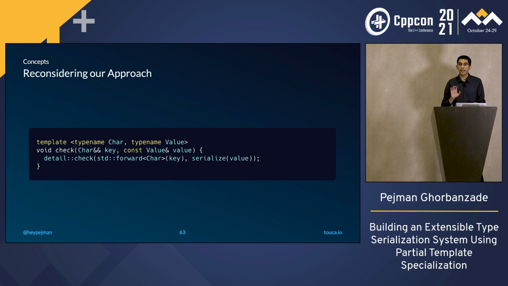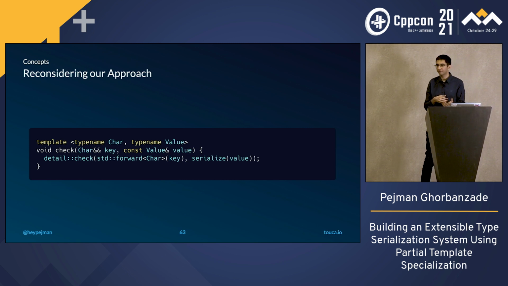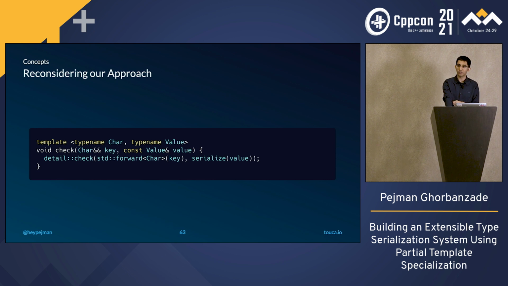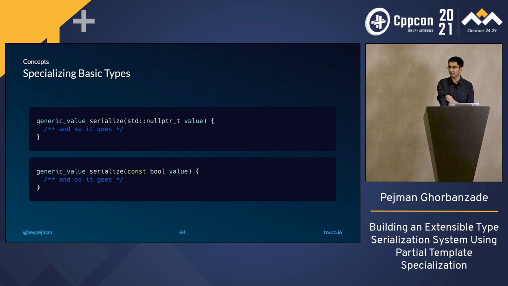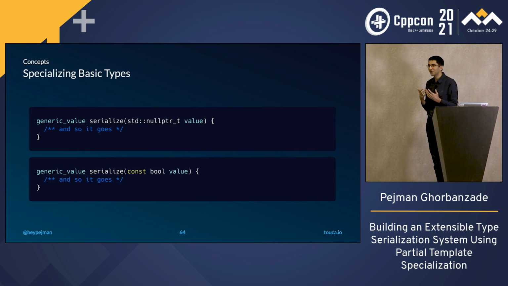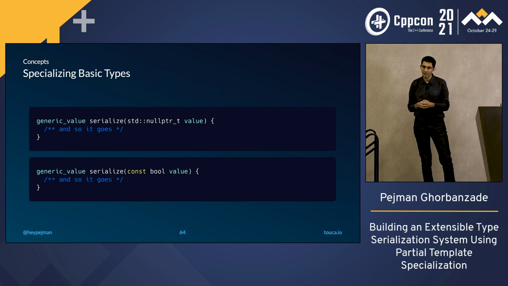Now we can take a step back and reconsider our entire approach. Remember that perfect forwarding way of serializing things? Now I can use a simple serialize call instead of instantiating my template class with partial specialization. Because we are only using template overloads, I can just use a simple way of saying here is how I want to serialize a null pointer or a Boolean.